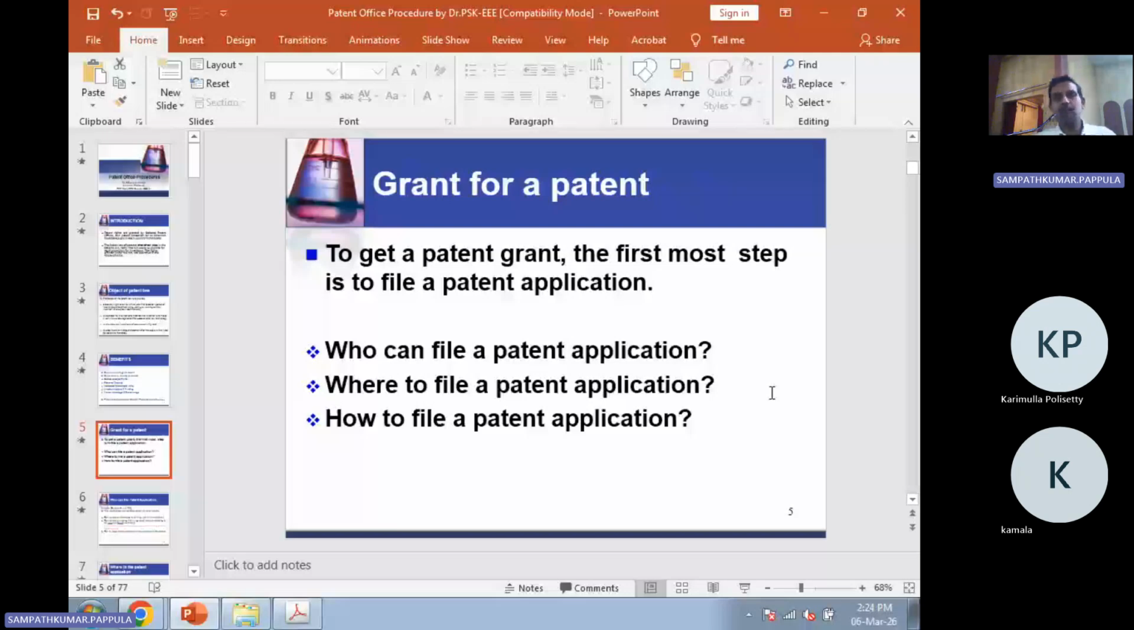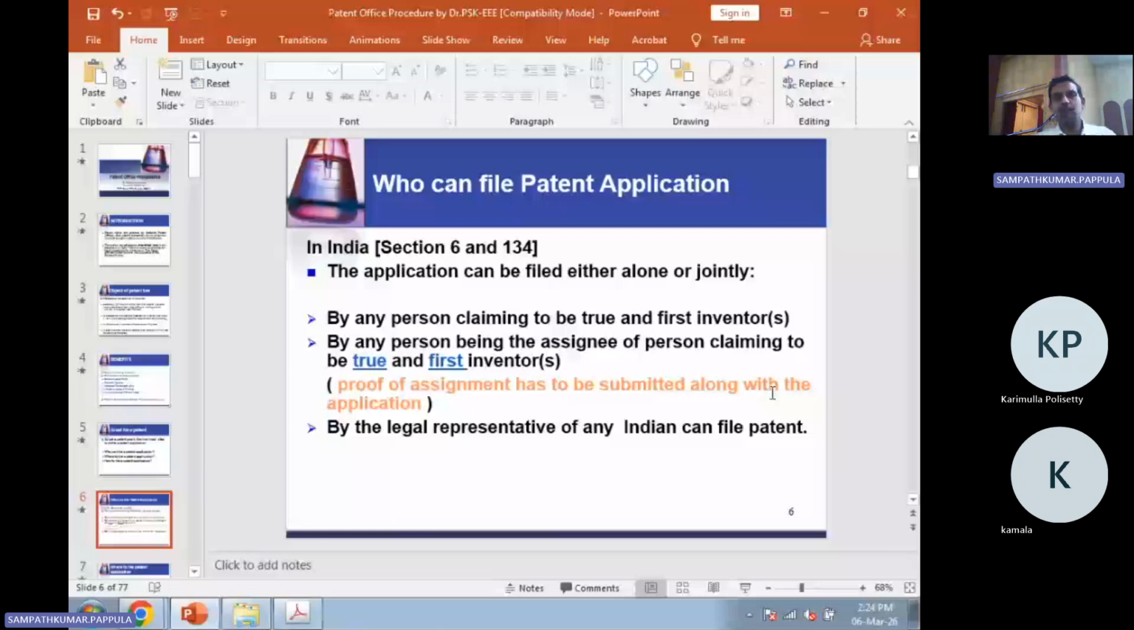So the first thing is, who can file a patent? Any Indian can file a patent. In other countries, people can also apply for a patent in their own country. But in the case of grants, we can publish not only in India but all over India, and that particular grant can be accessible.